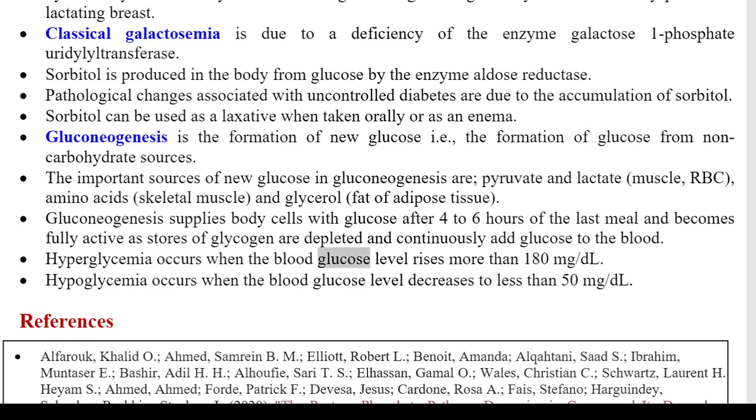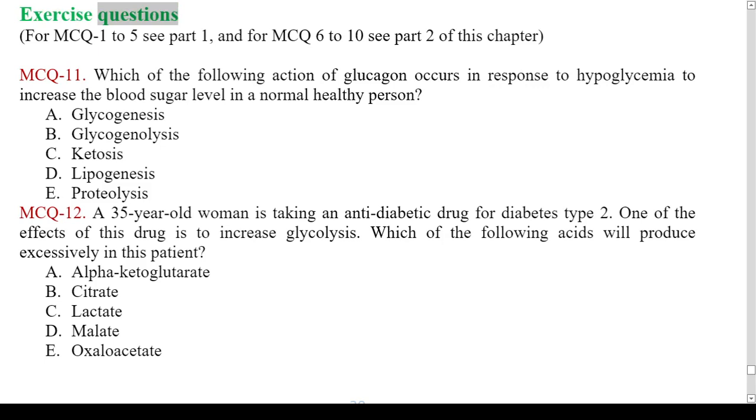Hyperglycemia occurs when the blood glucose level rises more than 180 mg/dl. Hypoglycemia occurs when the blood glucose level decreases to less than 50 mg/dl. References. Exercise questions. For MCQ 1 to 5 see Part 1, and for MCQ 6 to 10 see Part 2 of this chapter.